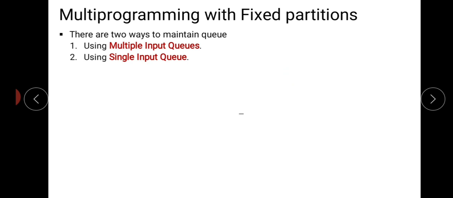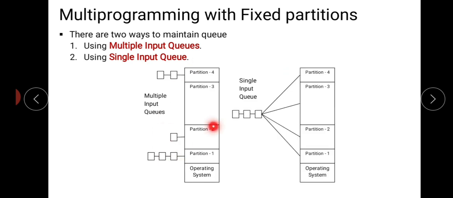There are two ways to maintain the queue in fixed partition: using multiple input queues, and using a single input queue. Here are the two different figures. First is the multiple input queue and another one is the single input queue. This is your memory, which is fixed partition memory. In the multiple input queue, three different queues are maintained for different partitions, so that is known as multiple input queues.